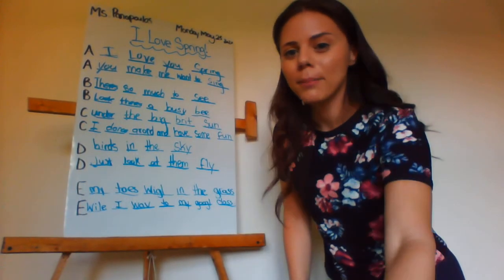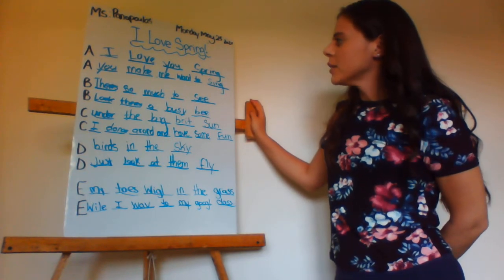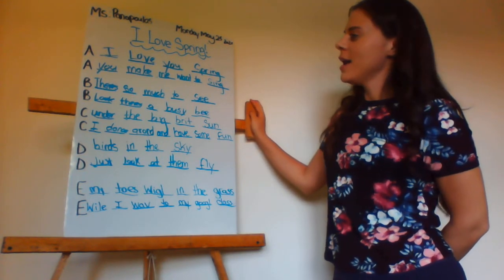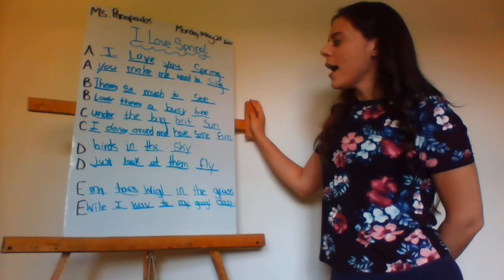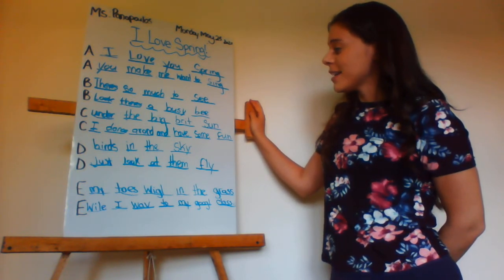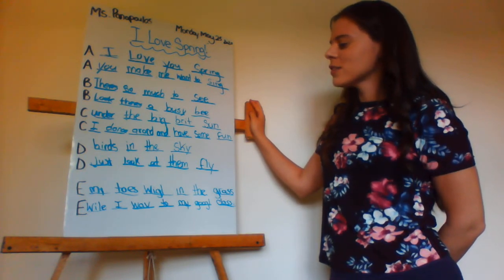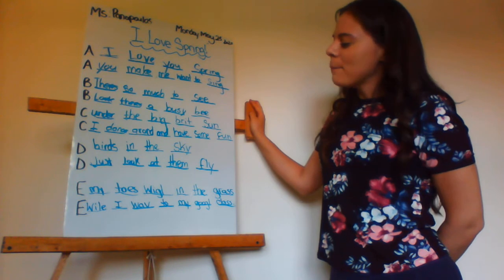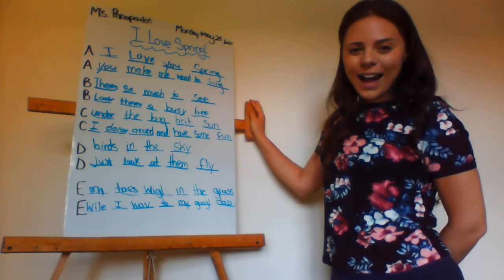And there is my poem. I love spring. I love you, spring. You make me want to sing. There's so much to see. Look, there's a busy bee. Under the big bright sun, I dance around and have some fun. Birds in the sky, just look at them fly. My toes wiggle in the grass while I wave to my Google class.